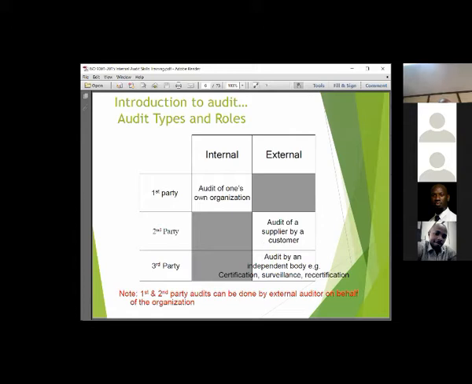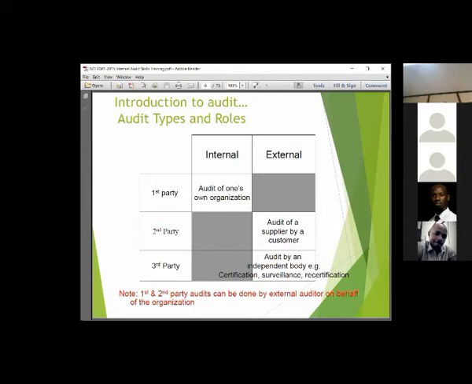When we talk of a first party audit, that is referred to as an internal audit, where you audit your own organization. And that is what will happen once you have been trained. You'll audit your own organization. What will happen is that you do not audit your own process, but you are the staff of IAA who will audit. That's called first party.